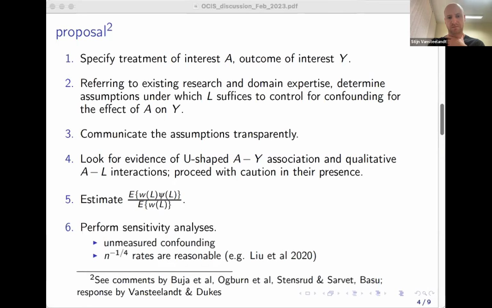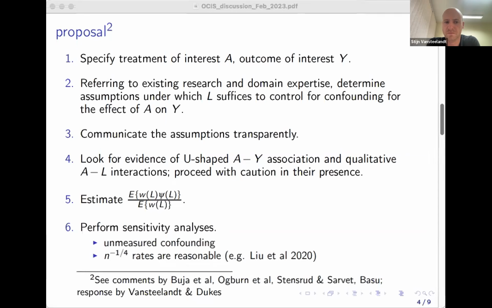So I think the most important sensitivity analyses to perform here are for unmeasured confounding. This is a type of analysis that's very well established for traditional causal estimands and can easily be used here. But it's also the case that when machine learning is used to estimate the conditional expectations of A and Y, I think it's important to realize that the root-N rates may not be as achievable as we would like to think. And so I'll just point to the need to think more about this.